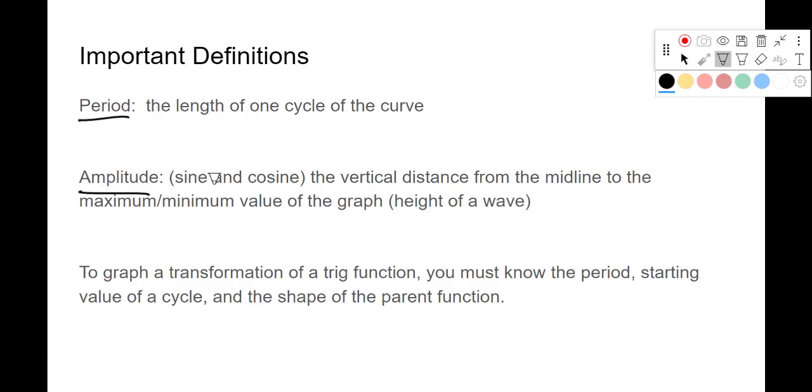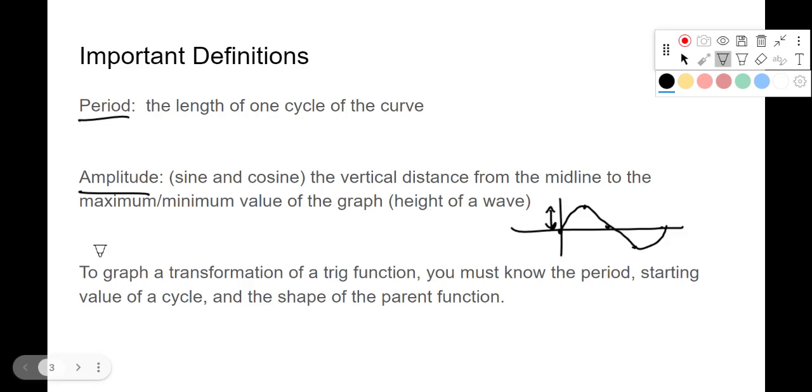The amplitude for sine and cosine, and although we will use amplitude in the other graphs as well for something a little bit different, is the vertical distance from the midline. So the midline was like your x-axis. That's where the middle was on the last graph. We call it the midline, to the max or the min. So this distance here was 1 unit. That's the amplitude, how high the wave is. The wave is 1 unit high.